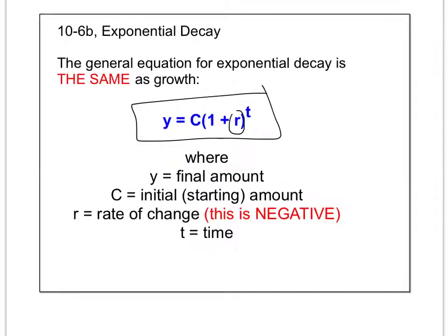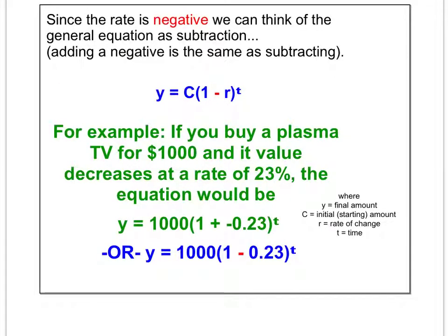So if they say there is a decrease, if it's decay of some substance, things like that, what we're going to do is just make the rate of change negative. So since the rate is negative, we can think of a general equation as subtraction. So our new formula, instead of having addition, we're just going to have subtraction.